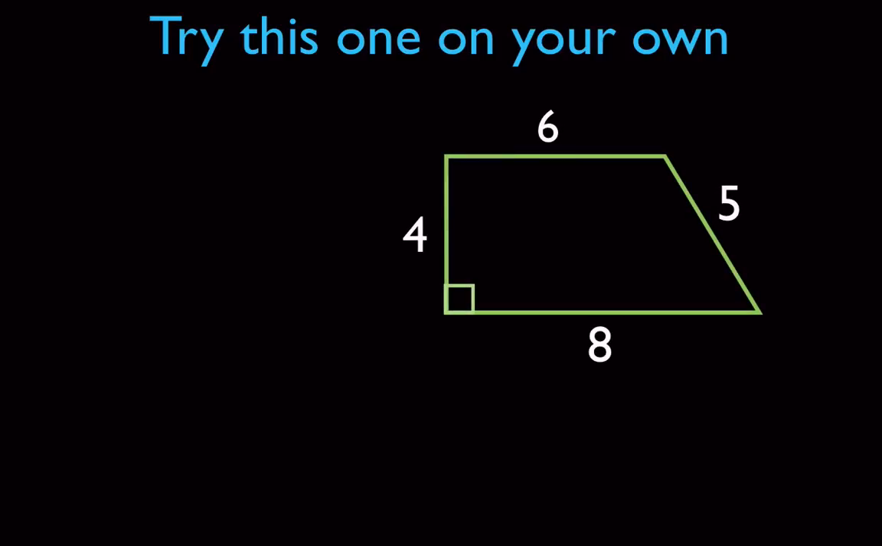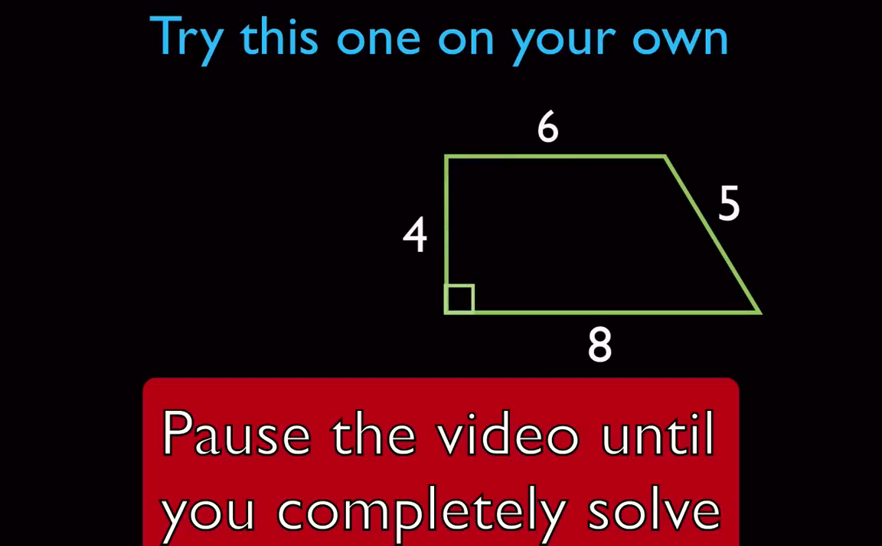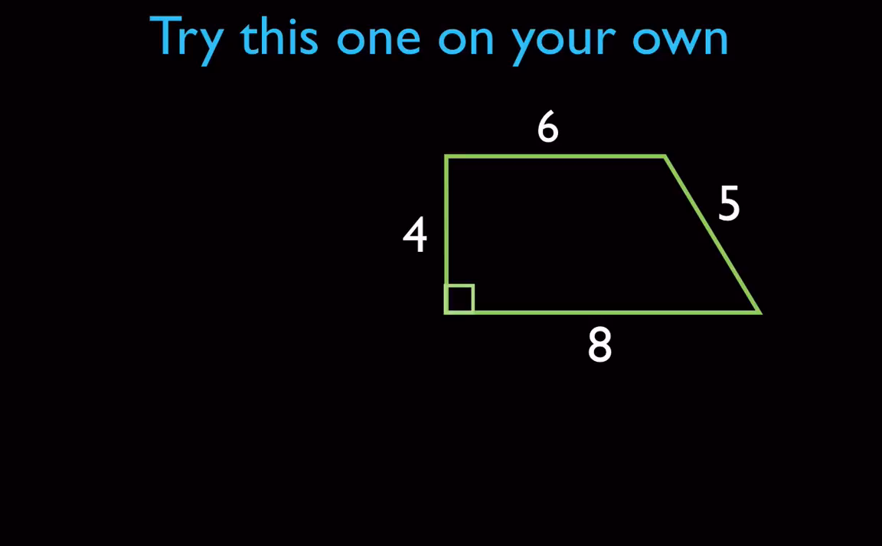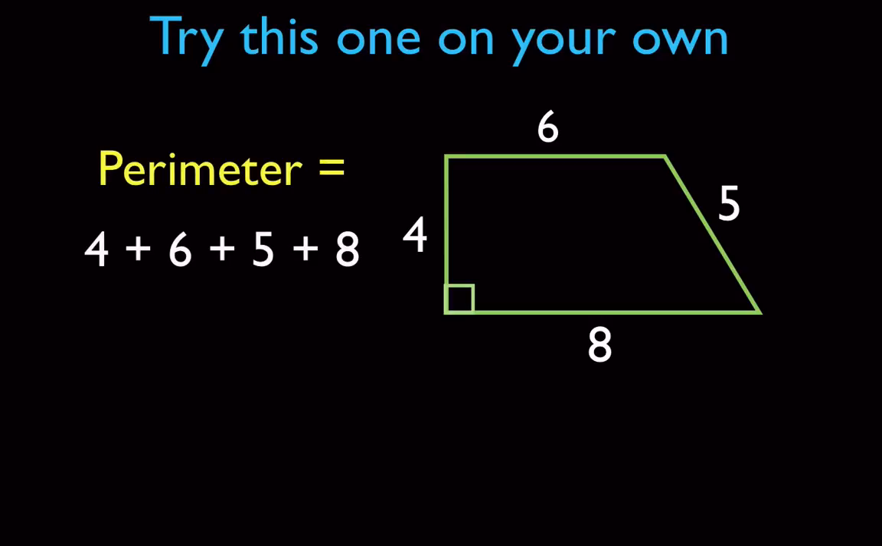Alright, so we're going to jump right in. Go ahead and give this one a try on your own. Very simple, so hit play when you're done. Alright, so again, this should be real simple. We're just going to add up all the sides. 4 plus 6 plus 5 plus 8 equals 23 units.